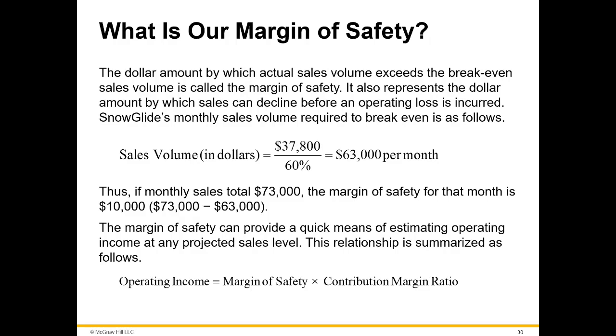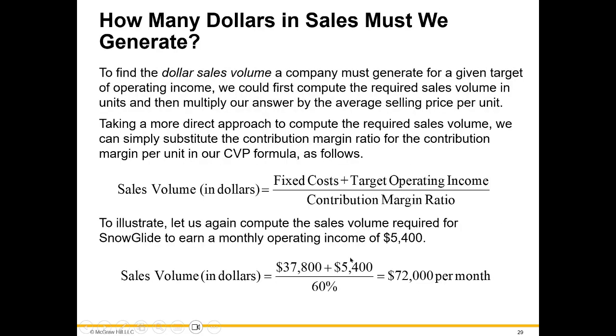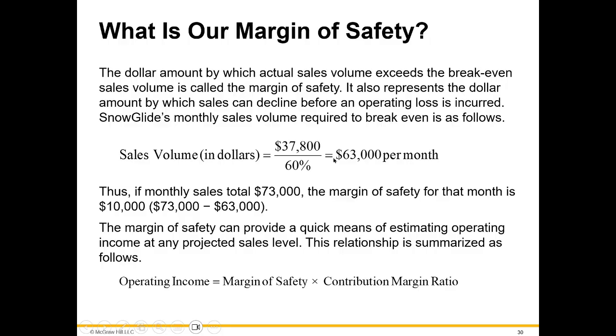So the first thing we're going to do is figure out the sales volume required to break even. This is our fixed costs. Notice I don't have my margin of safety or my target in there. Okay, but 37,800 divided by 60%, so 63,000 per month. Okay, and we have monthly sales of 73,000. So the margin of safety for that month is 73,000 less the break-even level of sales volume of 63,000. And so we can see what that looks like.